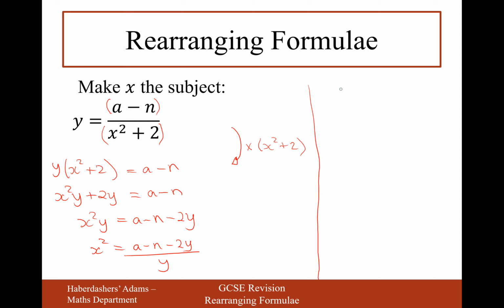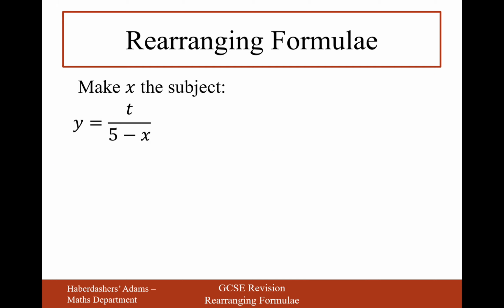I need to get rid of the squared, so I'm going to square root both sides. So it's going to be x equals plus or minus the square root of a minus n minus 2y over y. And there we are, that's the answer to this question. Pretty difficult one, that one. Hopefully we're building up the skills as we're going along. Let's move on to the next one.